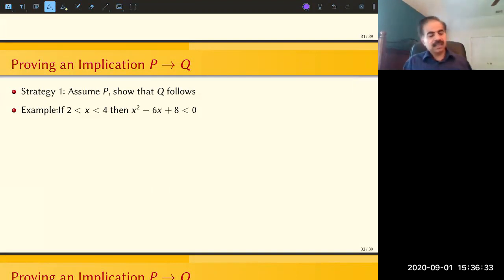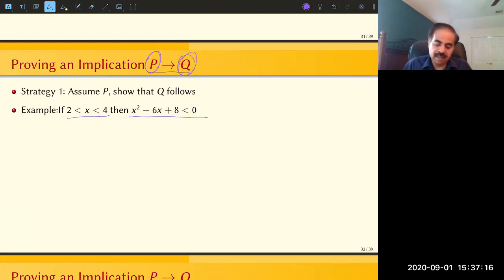Okay, so let's start by taking the very simple case of proving an implication. So if P implies Q, like the inference rule that we talked about, we are going to assume P and then see if with that information we can show that Q is true. Let's start with this example: if 2 is less than x less than 4, then we want to prove x squared minus 6x plus 8 is less than 0.